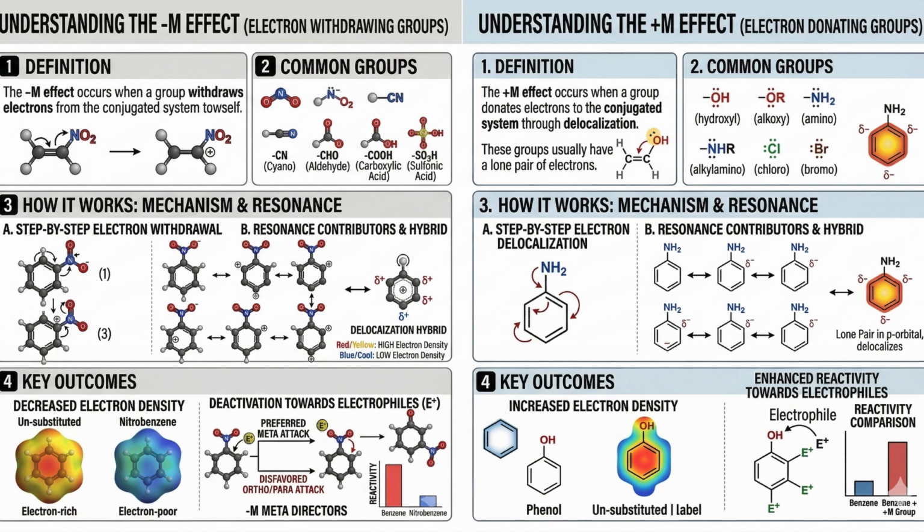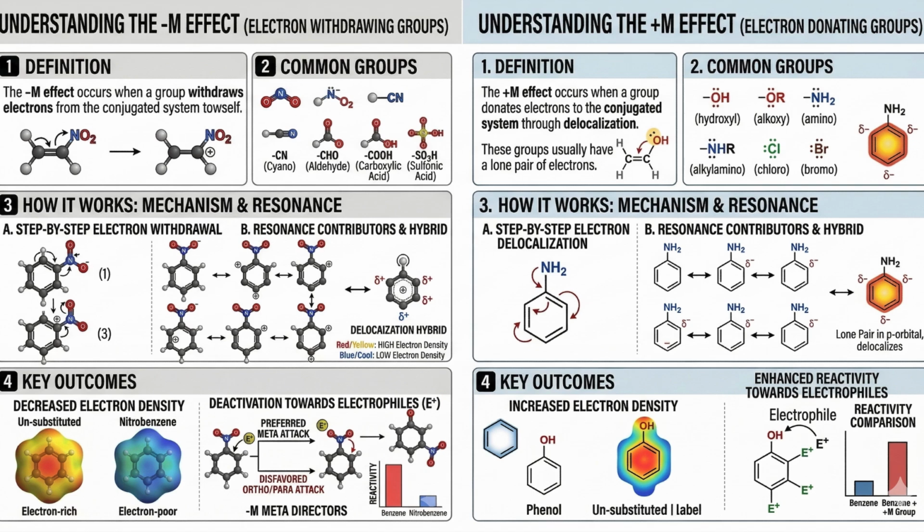After the plus M effect, now we will try to understand the minus M effect, electron withdrawing groups. On the other hand, the minus M effect occurs when a group withdraws electrons from the conjugated system toward itself. The electron withdrawing groups are NO2, CN, CHO, COOH, and SO3H. Mechanism and resonance. A step-by-step breakdown using nitrobenzene, showing how the NO2 group pulls pi electrons out of the ring, creating positive charges at the ortho and para positions, while the meta position remains unaffected.